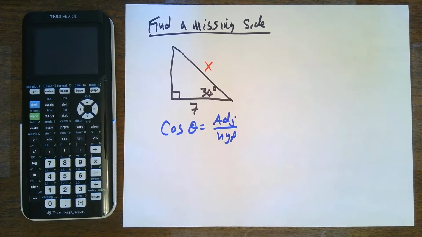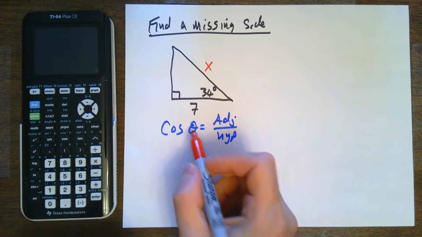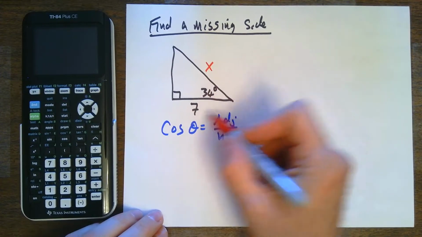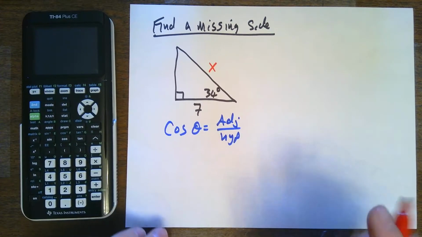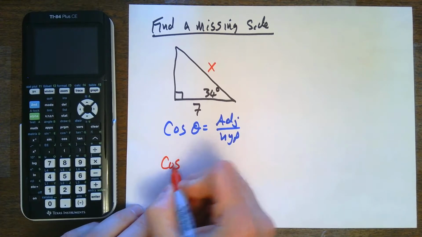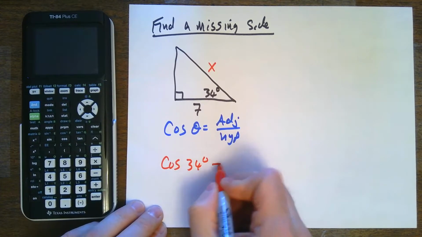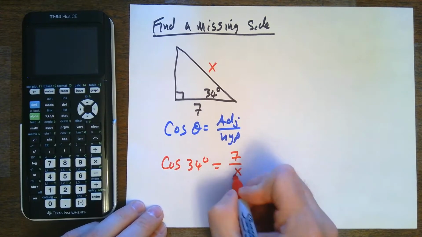The cosine of any angle is the adjacent over the hypotenuse. All right, so I ask myself, what do I got? What do I want? What's going to give it to me? I write down the identity, substituting in. The cosine of 34 degrees is 7 over x.